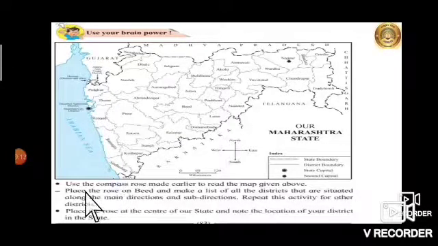Now let's do this activity which is used in the textbook. Use the compass rose made earlier to read the measure on the map given above. Now you have to use a compass rose. Place the rose on Beed and make a list of all the districts that are situated along the main directions and subdirections. Repeat this activity for other districts. Another one is to place the rose at the center of a state and note the location of your district in the state.